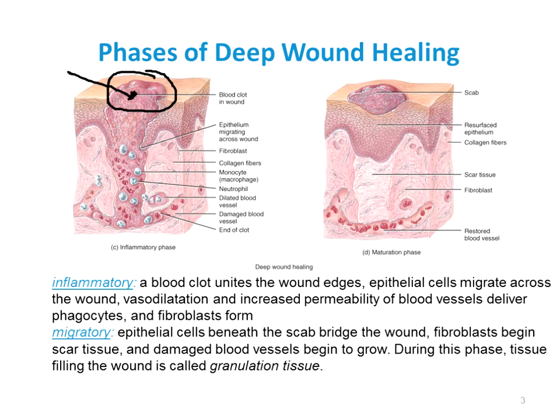Okay, so that's one thing that happens in this first phase. So the first phase is called inflammatory. So inflammation is actually a useful thing in the short term. We think of it as bad, but in the short term, inflammation really helps us with wound healing and helps protect us from invaders. So the blood clot unites the wound, and then you have epithelial cells migrating across the wound.